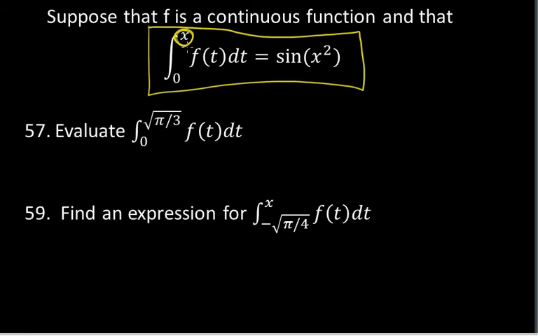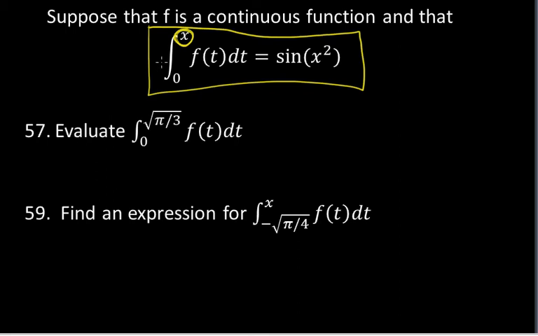Suppose that the integral from 0 to x of f of t dt, we don't know what f is, but it's some function, and if we compute the area function of it, we get the sine of x squared. So the area from 0 to x under the curve is the sine of x squared. We're just given that. Now it says evaluate the integral from 0 to the square root of pi over 3 of f of t dt.